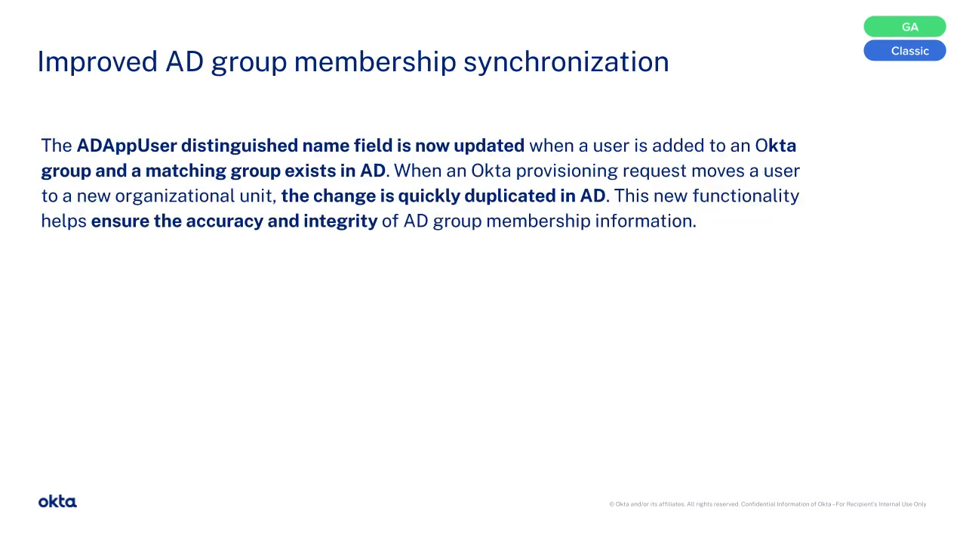This release has improved AD group membership synchronization. When a user is added to an Okta group and a matching group exists in AD, the distinguished name field is updated. When an Okta provisioning request moves a user to a new organizational unit, the change is quickly duplicated in AD. This new functionality helps ensure the accuracy and integrity of AD group membership information.